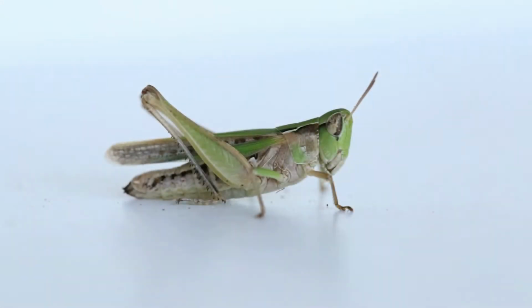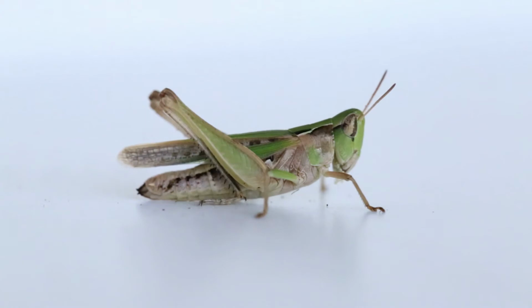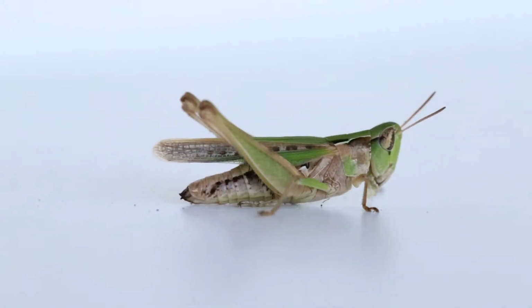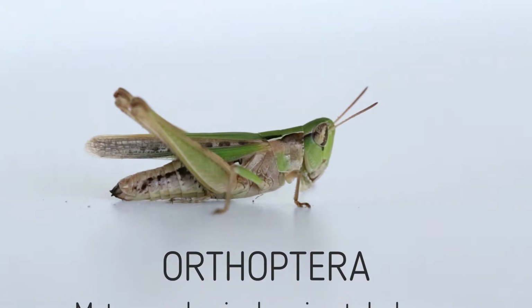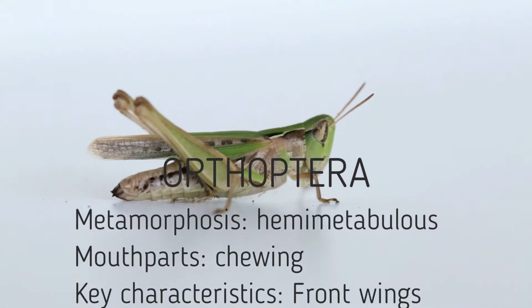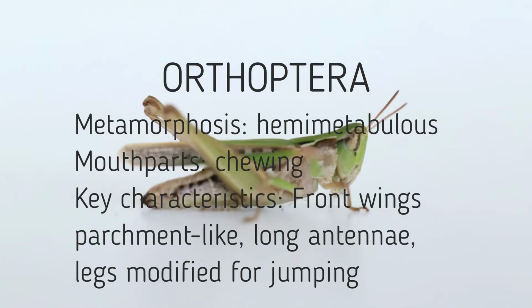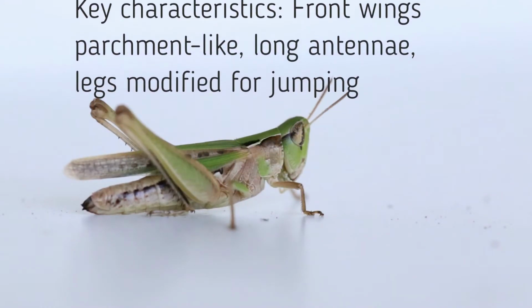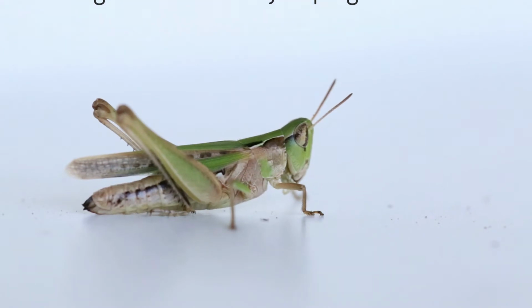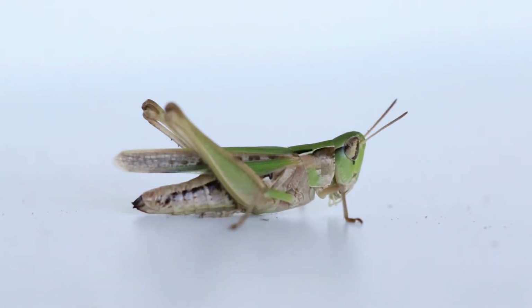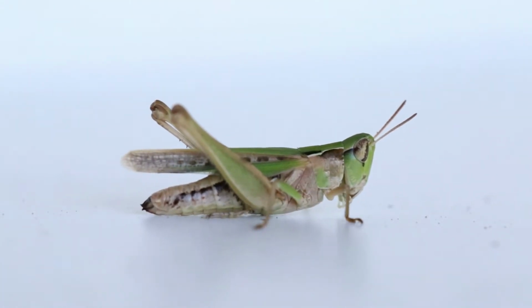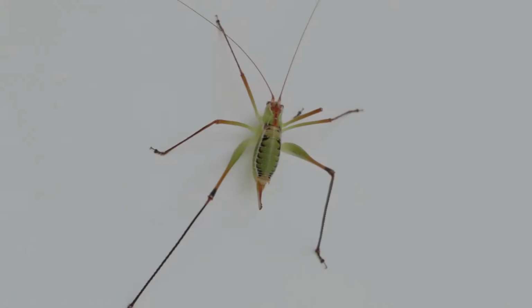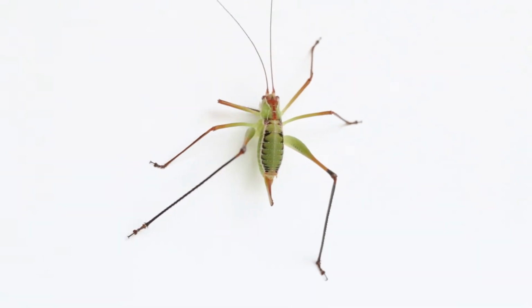So this is an order that you will all be pretty familiar with. This is the order Orthoptera, and it consists of the grasshoppers, crickets, and katydids. They have a gradual metamorphosis. They're hemimetabolists, so they go through an egg, a nymph, and an adult stage. They have chewing mouth parts, and their key characteristics are that their legs are modified for jumping, obviously, but they also have long antennae, and their front wings are parchment-like.